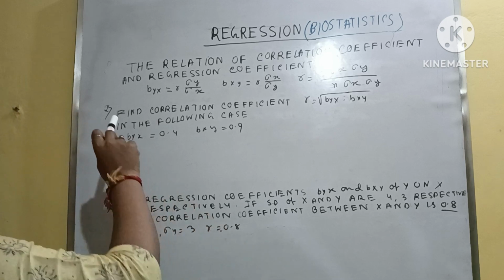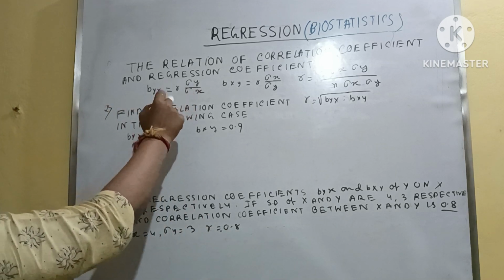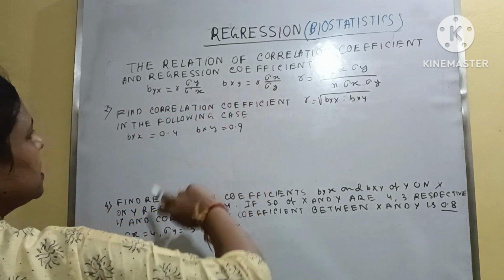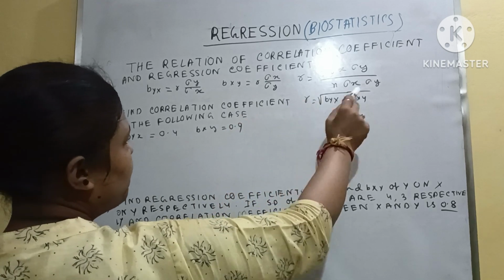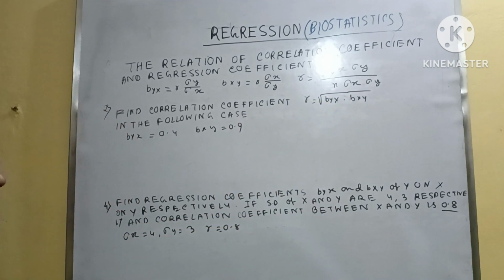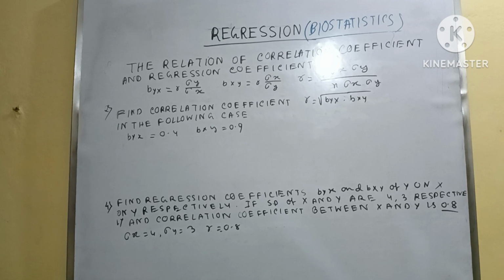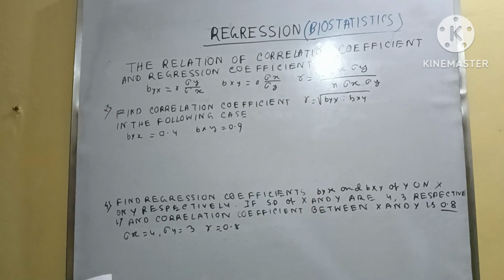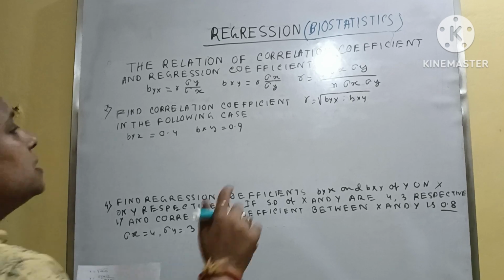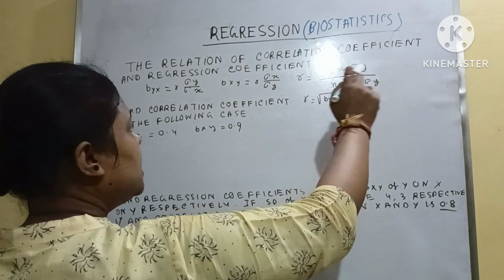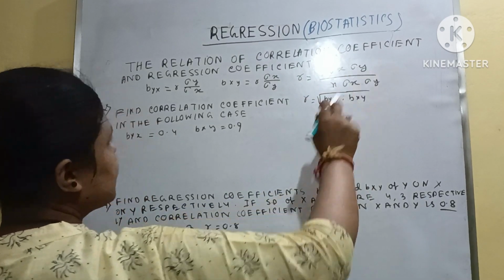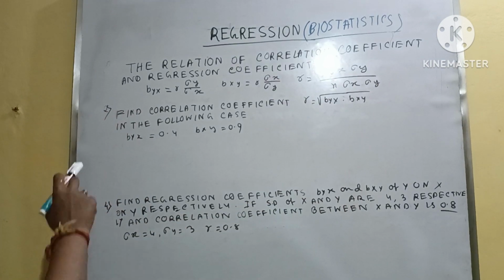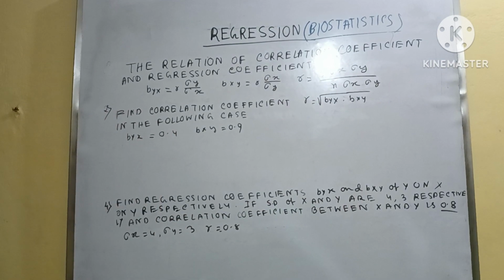As byx equals this and bxy equals this, then r equals root over of byx into bxy, or another case r equals summation of sigma x sigma y divided by n sigma x sigma y. Clear? So here the problem is like that.